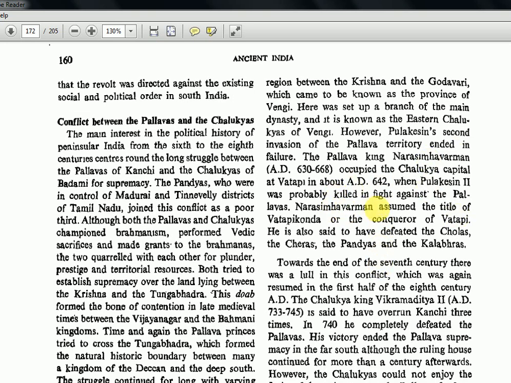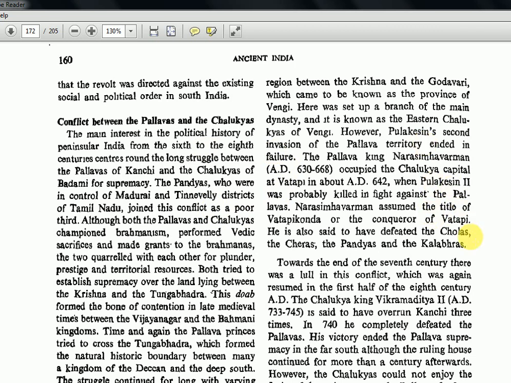Narasimhavarman assumed the title of Vatapi Konda. This was also asked in prelims. Who assumed the title of Vatapi Konda, or the conqueror of Vatapi? That is Narasimhavarman of the Pallava dynasty. He is also said to have defeated the Cholas, Cheras, Pandyas and Kalabhras. So if you see, Pulakeshin II was one powerful king of the Chalukyas, and Narasimhavarman was one powerful king of the Pallavas.